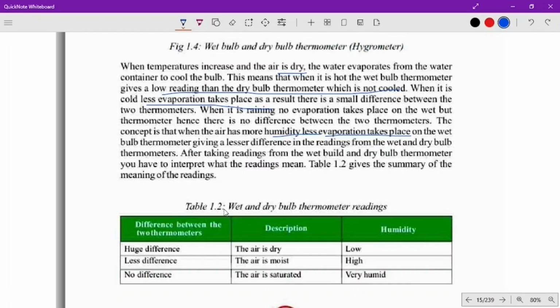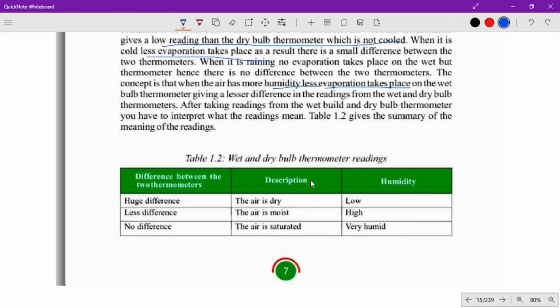Right, after taking the readings from the wet bulb and the dry bulb thermometers, you have to interpret what the reading means. Right, so let us look at the interpretation. If there is a huge difference between the thermometer readings, then it means the air is dry and humidity is low. So dry air has got low humidity. Dry air has got very low water vapor.